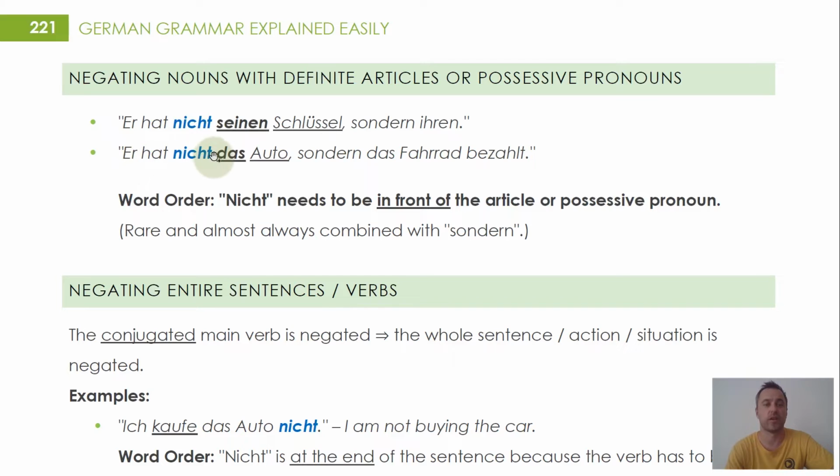So he has not paid the car, but the bike. So here we put it again right in front of what we want to negate, because here we do not want to negate "hat". We just want to negate the possessive article, possessive pronoun, his, because he has hers. And he paid something, but not the car, rather the bike. So that's why we put it in front of it.